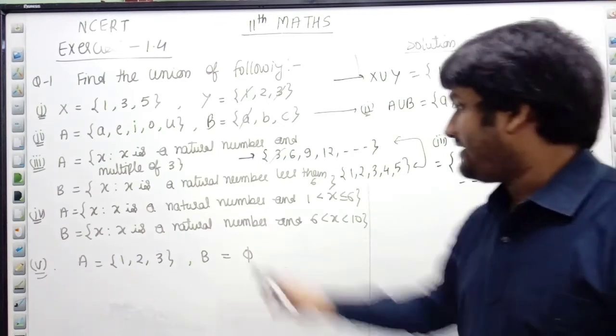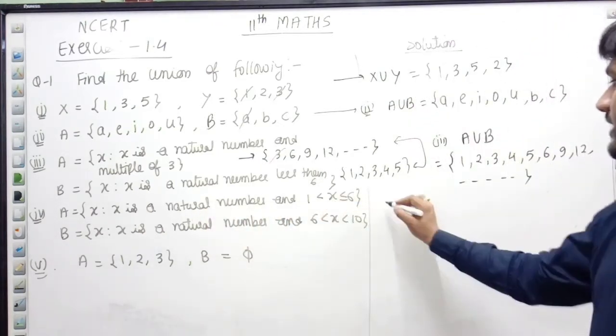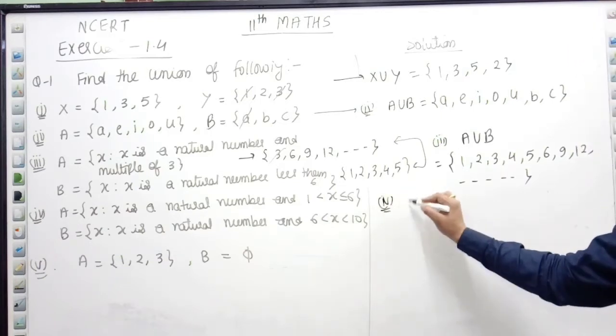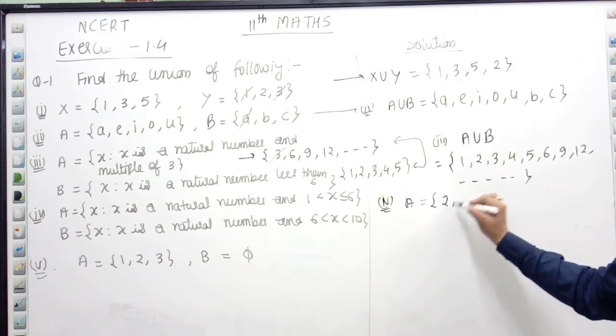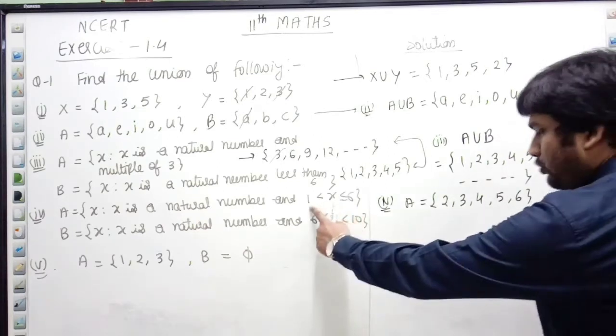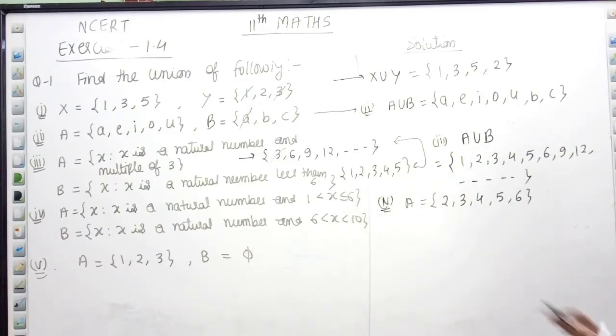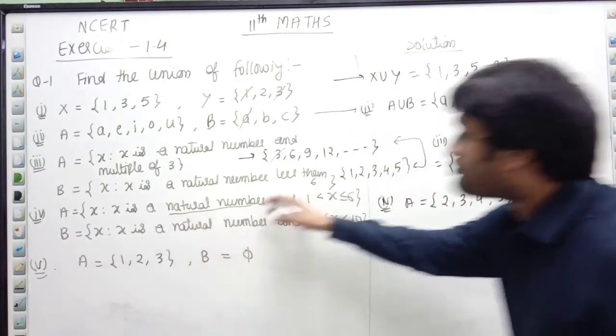Now next, X is a natural number between 1 and 6. So if you write this set, the fourth set, then in the fourth A will be 2, 3, 4, 5, 6. 1 was not included so 1 is not written. On 6 there is an equal to sign, so I have written 6. We have to write only natural numbers.